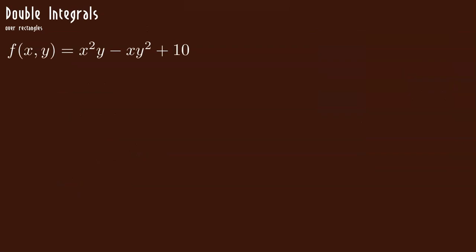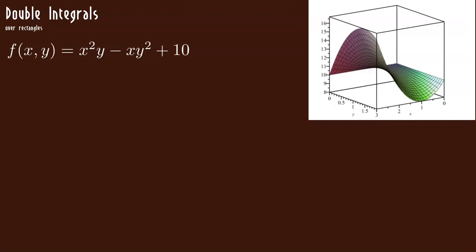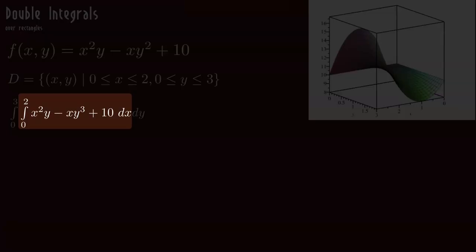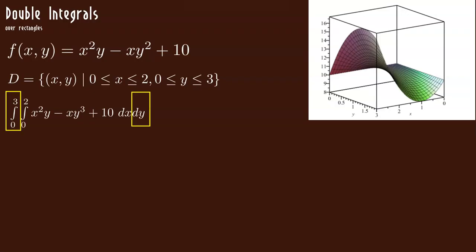Time for an example. Let's say we have the function x squared y minus x y squared plus 10. That looks like this. The region I care about is, I'm going to let x go from 0 to 2 and y go from 0 to 3. I have the integral from 0 to 3, integral from 0 to 2 of my function dx dy. The integral from 0 to 2 matches up with the dx. The integral from 0 to 3 matches up with the dy.